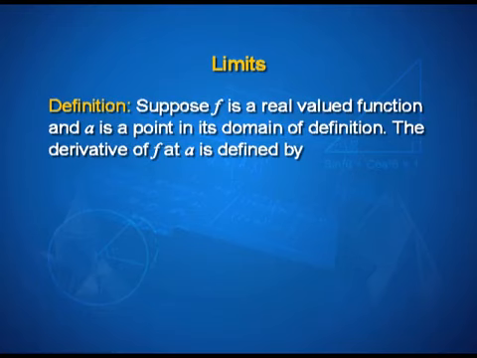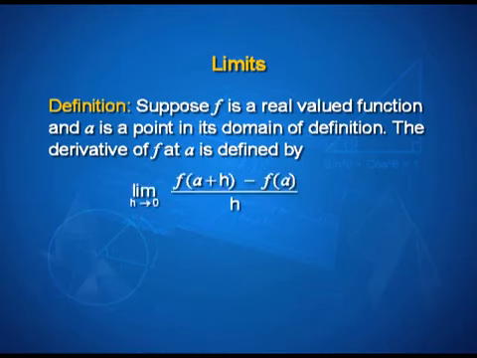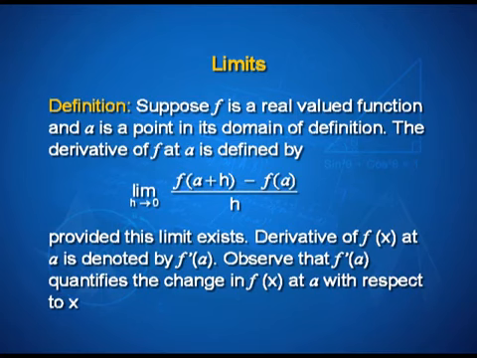Let us define a derivative. Suppose f is a real valued function and a is a point in its domain of definition. The derivative of f at a is defined by limit f of a plus h minus f of a upon h as h tends to 0, provided this limit exists. Derivative of f of x at a is denoted by f dash a. Observe that f dash a quantifies the change in f of x at a with respect to x.